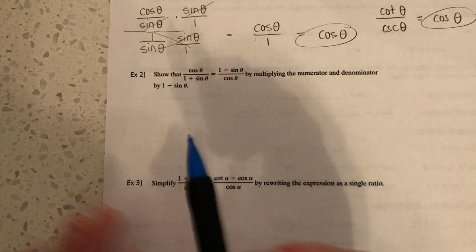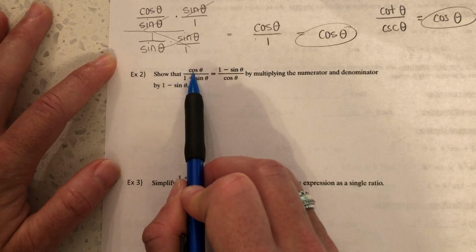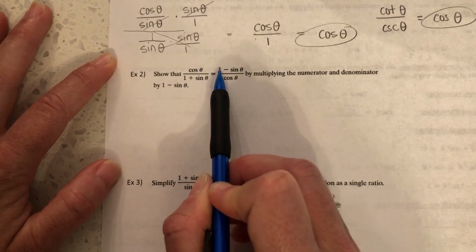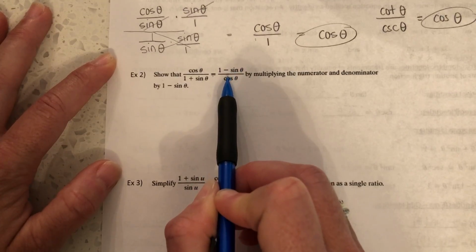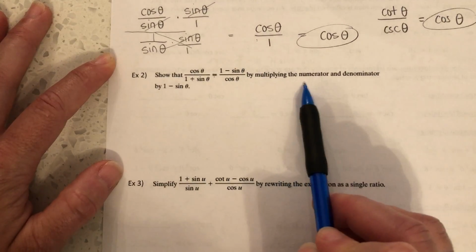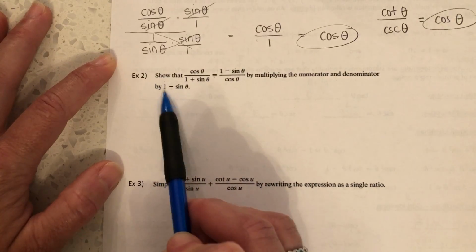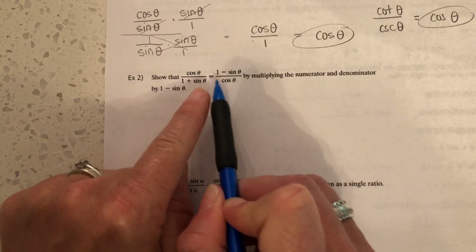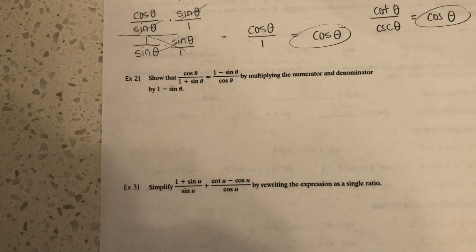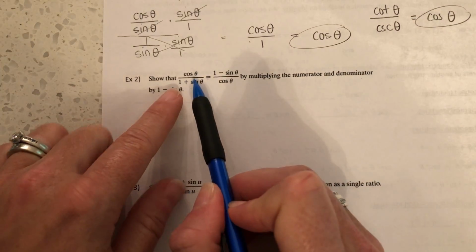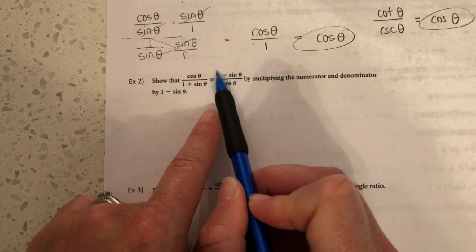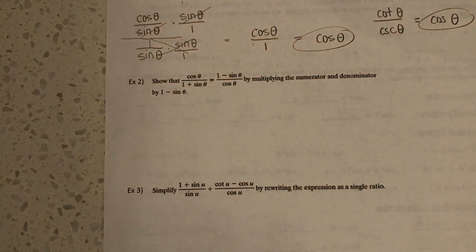Example 2 says, show that cosine theta divided by 1 plus sine theta is equal to 1 minus sine theta divided by cosine theta by multiplying the numerator and the denominator by 1 minus sine theta. Okay, so in this case, I have to prove that the left side equals the right side. To do this, I don't necessarily have to touch both sides. So in other words, you could try to force this one to say this, or you could try to get this to say that. You don't have to change both sides.